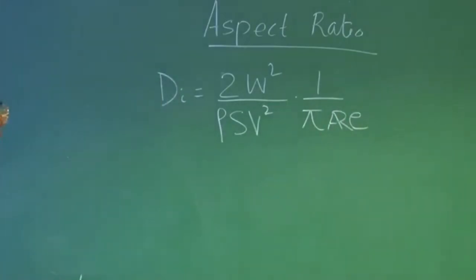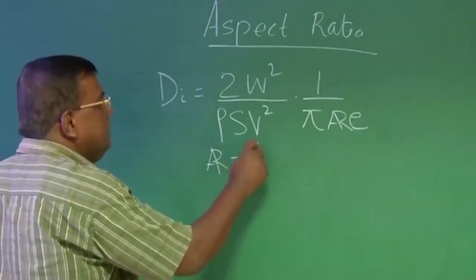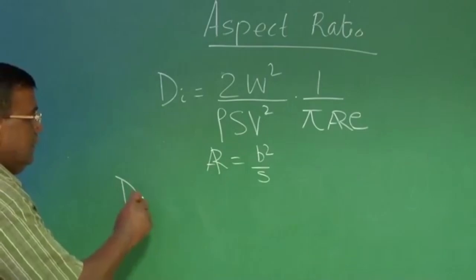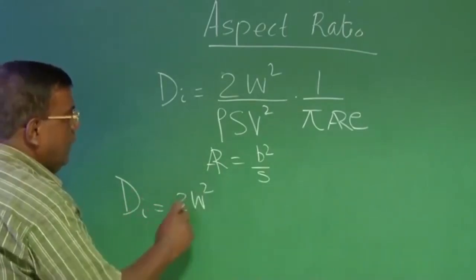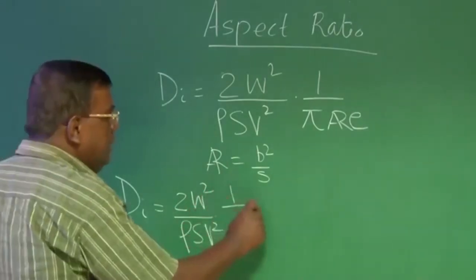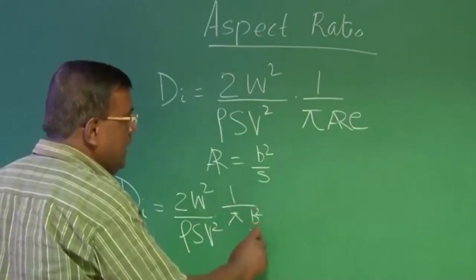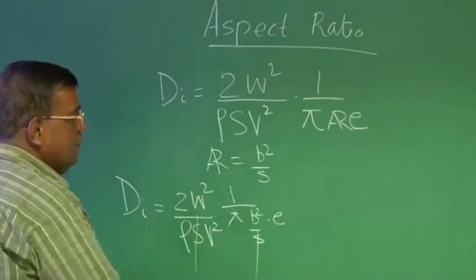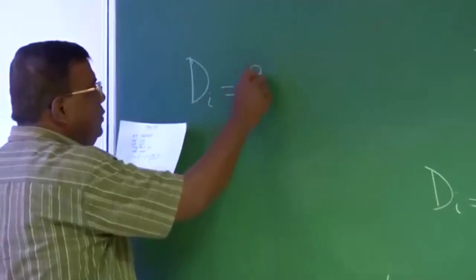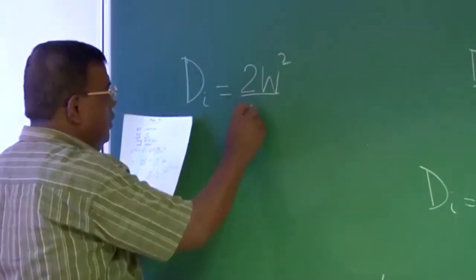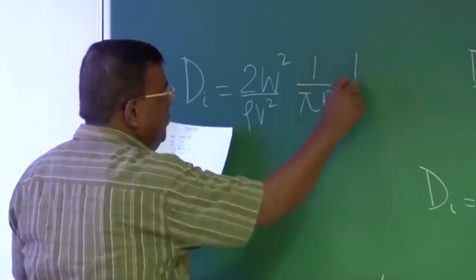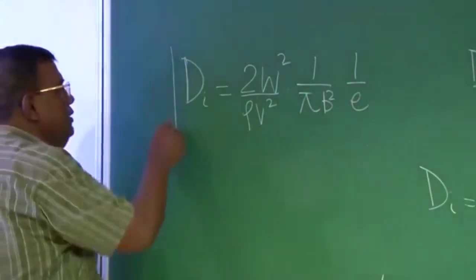And what is aspect ratio? Define this as span square by S. So then DI becomes 2 W square by rho S V square into 1 by pi B square by S into E. Now this S gets cancelled. So I have the expression for DI as 2 W square by rho V square, 1 by pi B square, into 1 by E. Right? Watch this expression carefully.